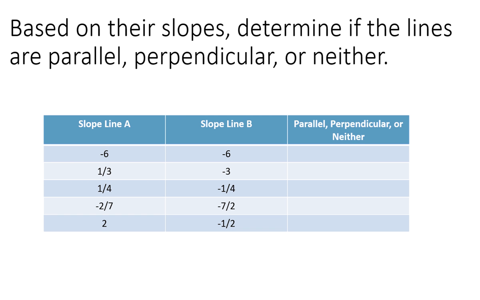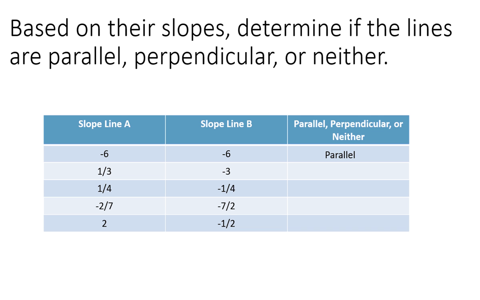So let's do some more examples. Based on their slopes, determine if the lines are parallel, perpendicular, or neither. So slope of line A is -6, slope of line B is also -6. So those slopes are equal, they're the same, so they are parallel. Next, slope of line A is 1/3, and slope of line B is -3. One's positive, one's negative. So they can't be parallel because they don't have the same sign and they're not the same number.